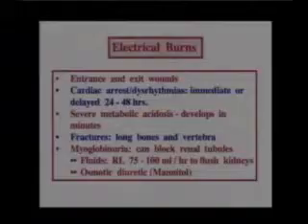Another real problem with an electrical burn is that this muscle tension, this trauma and damage to the muscle from that electric shock going through, can cause what we call myoglobinuria.